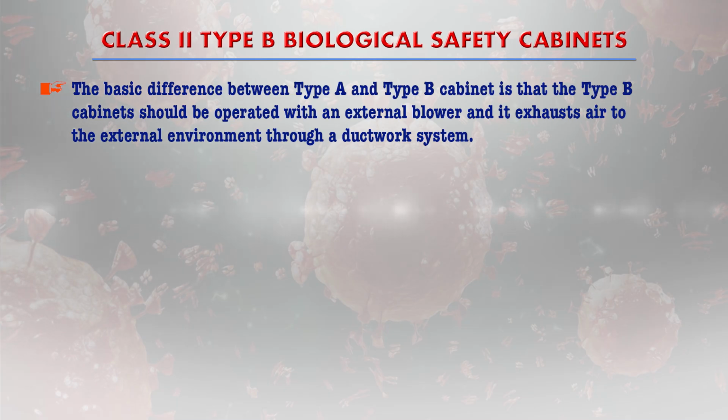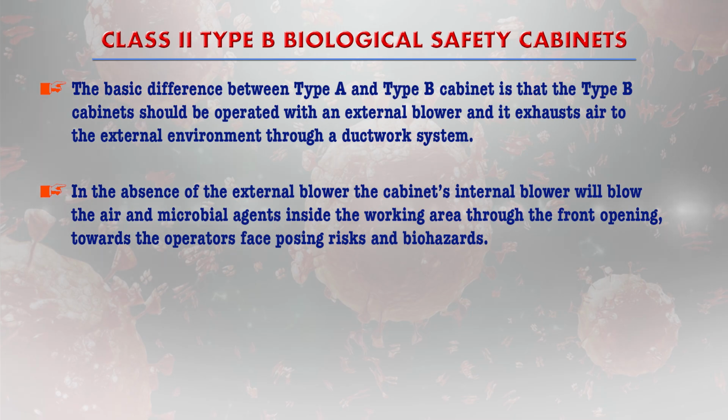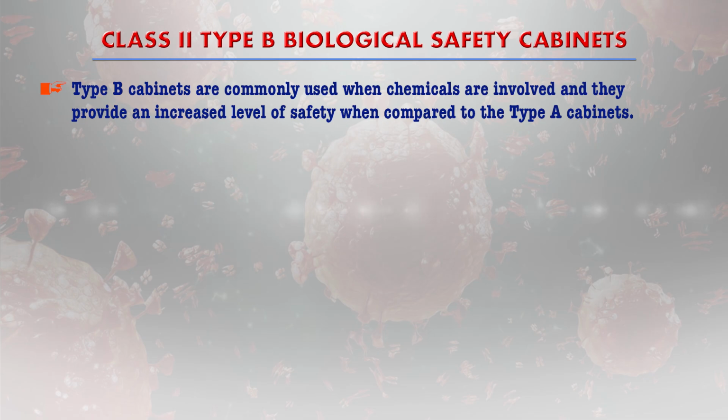So in all the biosafety cabinets, you have seen that the filtration system is one difference that you will see. The ductwork system is also important, and the air that is flowing, the pressure of the air, is also an important factor. So in the absence of these external blowers, the cabinet's internal blower will blow the air and the microbial agents inside the working area through the front opening towards the operator's face, posing a risk and also biohazards. So the type B cabinets are commonly used when chemicals are involved in the experiments, and they provide an increased level of safety when compared to the type A cabinets.